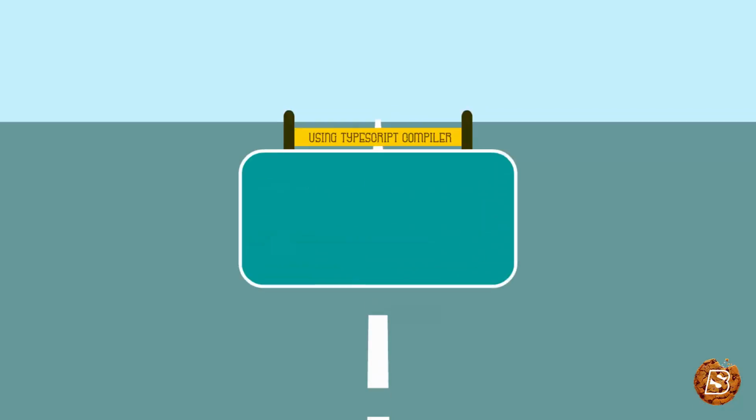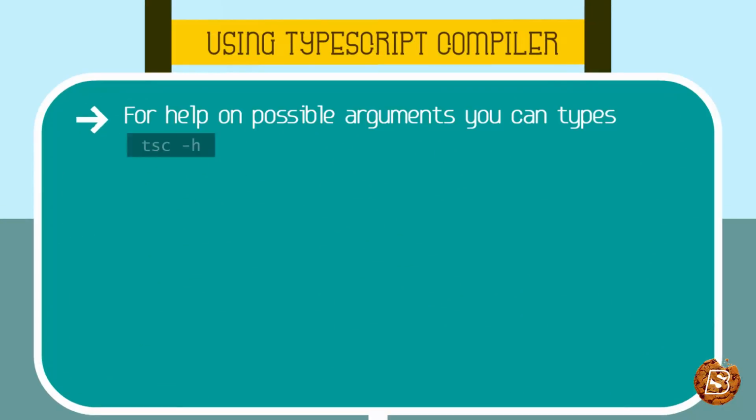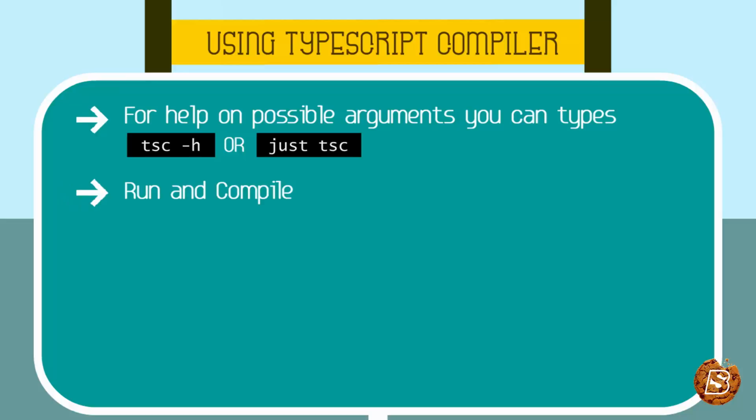Once we have successfully installed TypeScript, we can check it by typing tsc, that is the TypeScript compiler, with the -h option or just tsc. This will ensure that you have successfully installed TypeScript. After doing that, we can create a sample file, let's call it sample.ts, and to compile that file, we can make use of the tsc command.